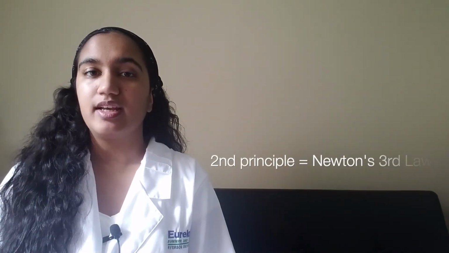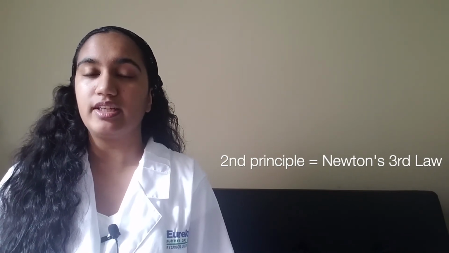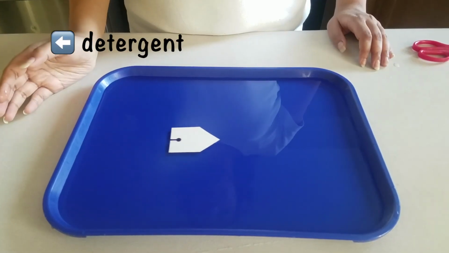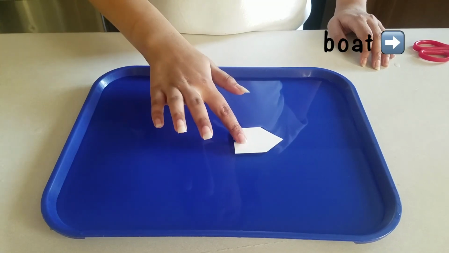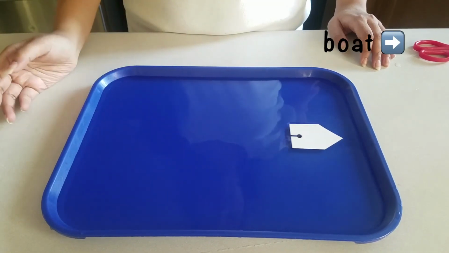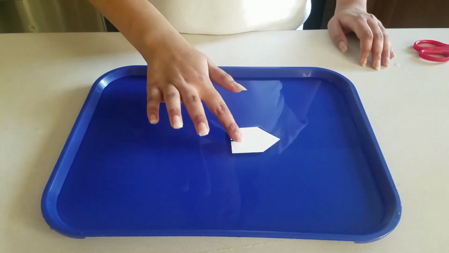The second principle that explains the movement of the boat is Newton's third law of motion, which states that for every action there is an equal and opposite reaction. The movement of the detergent provides a pushing force backward into the water surface as the detergent molecules spread out, sending the boat forward. In other words, an equal and opposite motion.